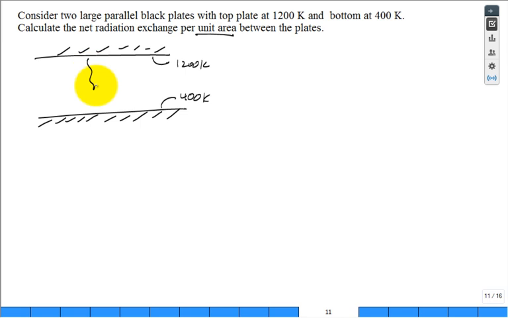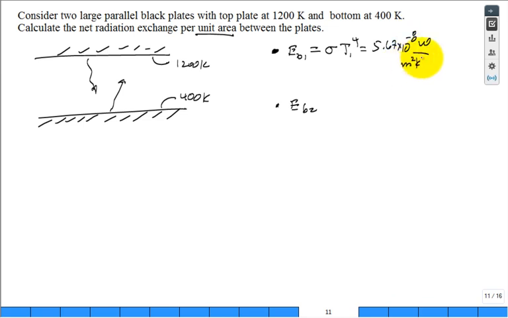So the photons are being sent from 1 down to 2, but 2 is sending photons back up. All right? So we would introduce a little network. We would have EB1 and EB2. What is EB1? Sigma T1 to the 4th. What is sigma? 5.67 times 10 to the minus 8 watts per meter squared Kelvin to the 4th. What is our temperature for surface 1? 1200 Kelvin all to the 4th power. You'd get so many watts per meter squared.